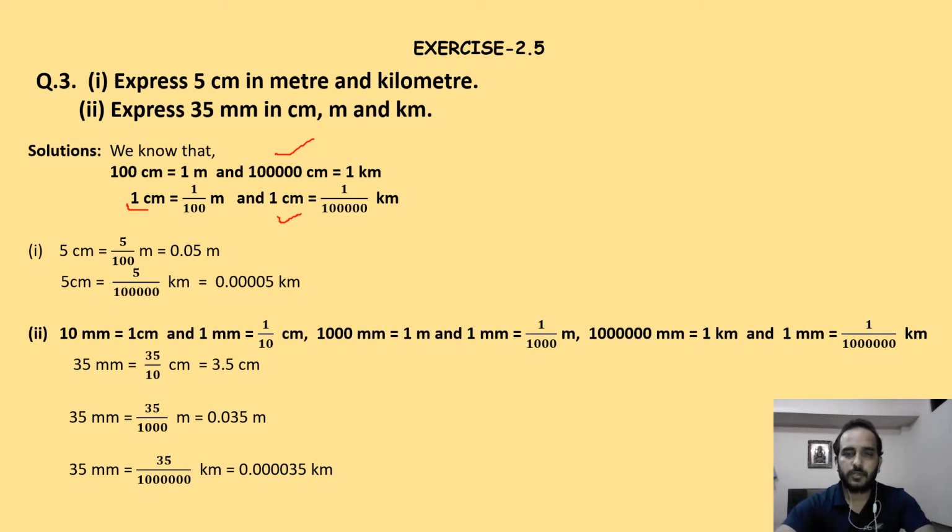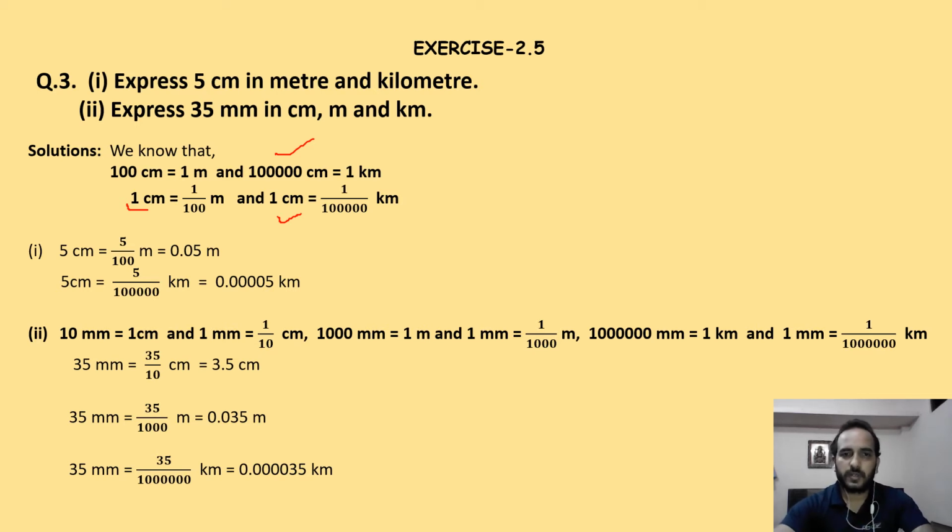Now the second part of the question says: express 35 mm in centimeter, in meter, and in kilometer. So you need to know the relation between millimeter and centimeter, millimeter and meter, and millimeter and kilometer. We know that 10 millimeter makes 1 centimeter. So how many centimeter will be equal to 1 mm? Divide both sides by 10. 10 divided by 10 becomes 1 mm, and 1 divided by 10 becomes 1 upon 10 centimeter. So 1 mm is 1 upon 10 of a centimeter, and this is the relation between millimeter and centimeter.